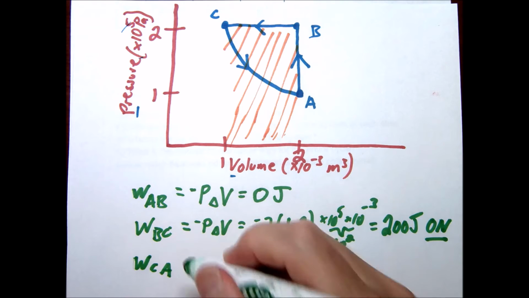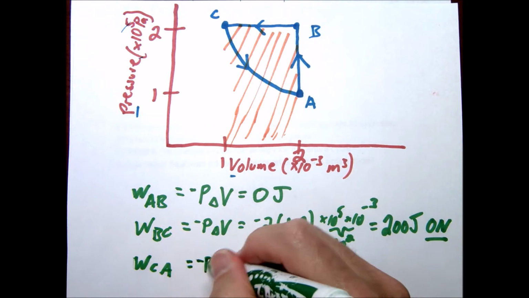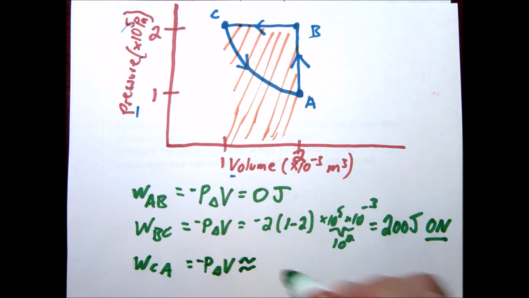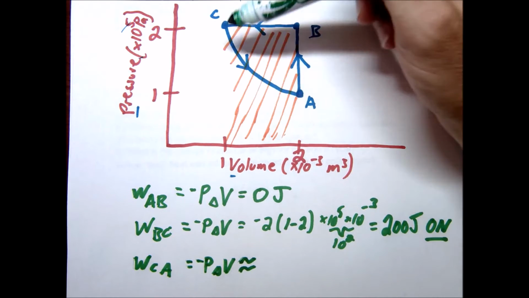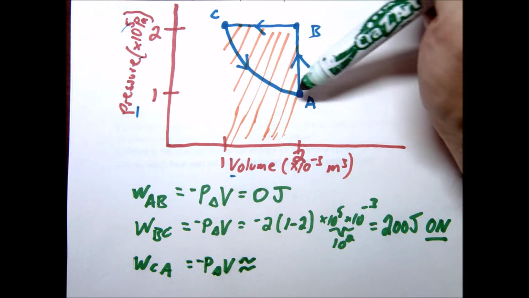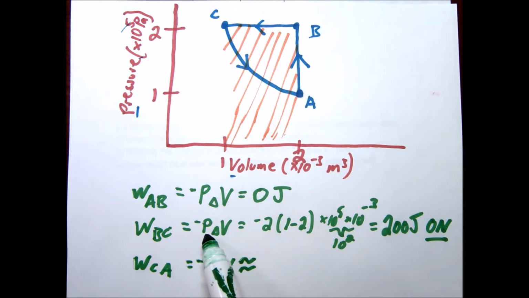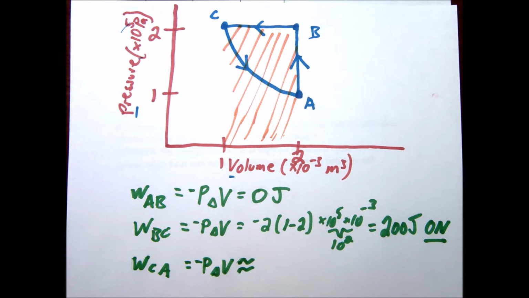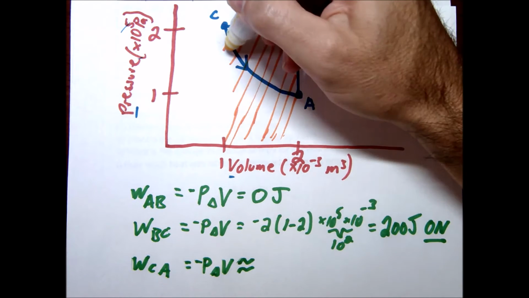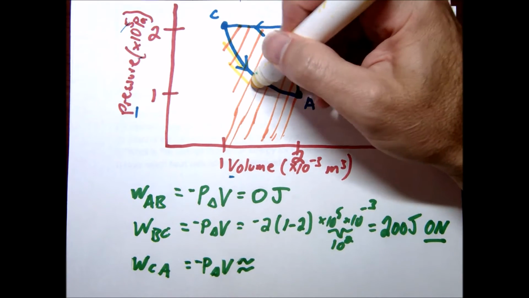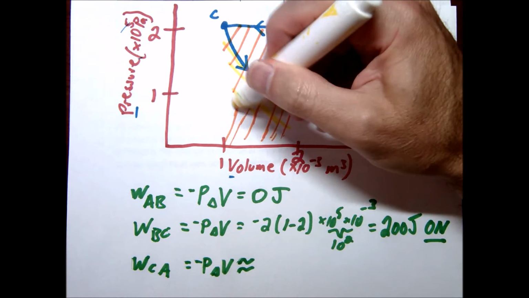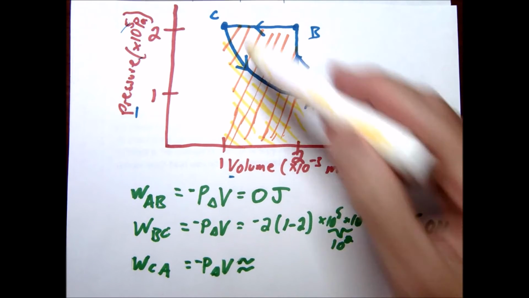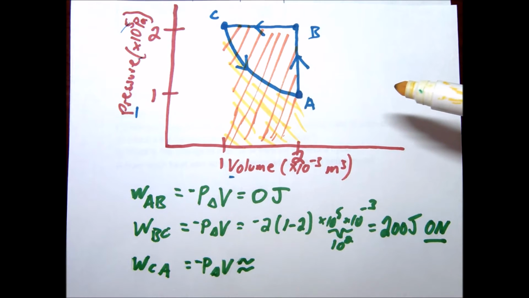All right, so the next one is C to A. This one's a little bit tricky. And in fact, I'm going to ask you just to do an approximation here. Notice here that this is curved, right? And notice also this says pressure, but the pressure is changing here. So really if you were going to do this correctly, you would have to find the area underneath this curve. And to do it properly, you would have to do some calculus, right? But we are going to keep it simple.